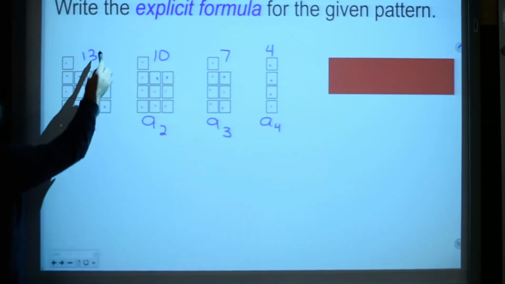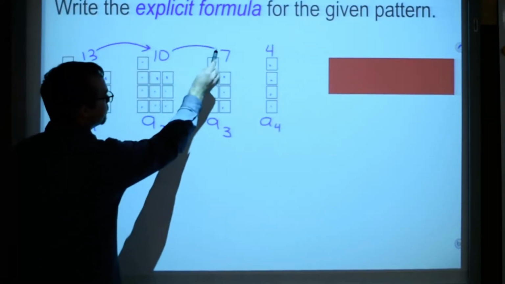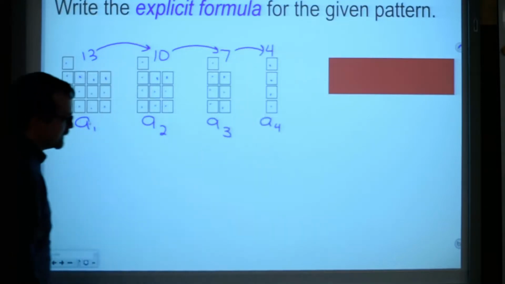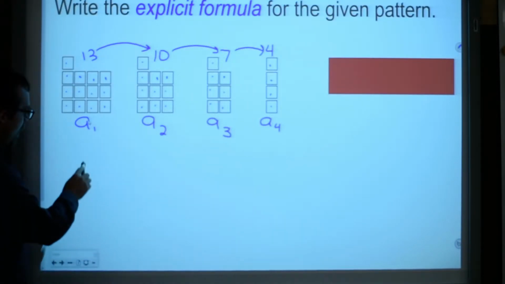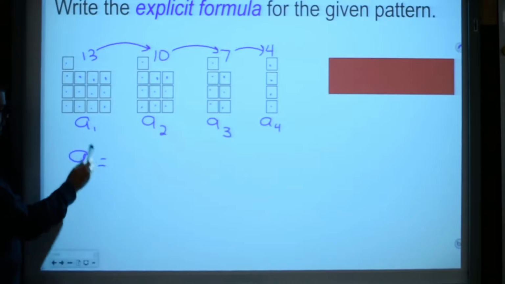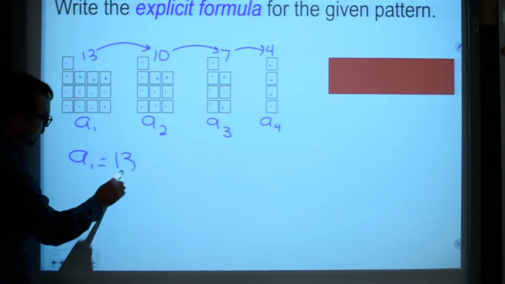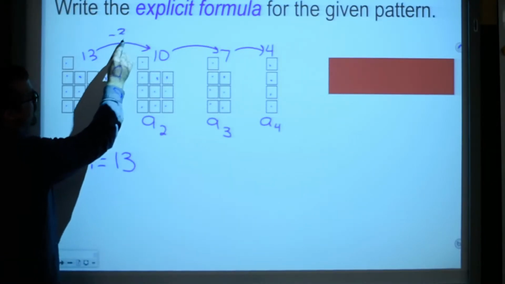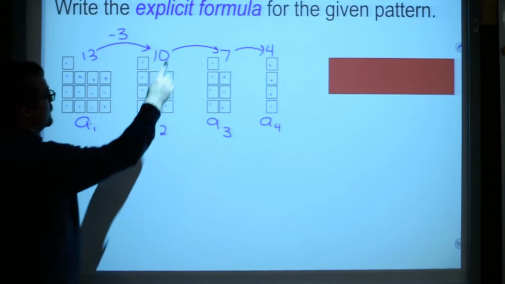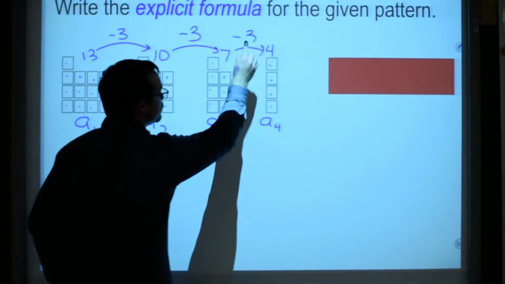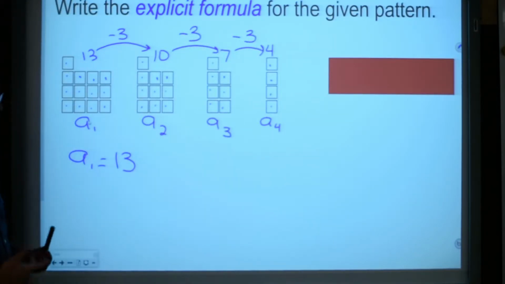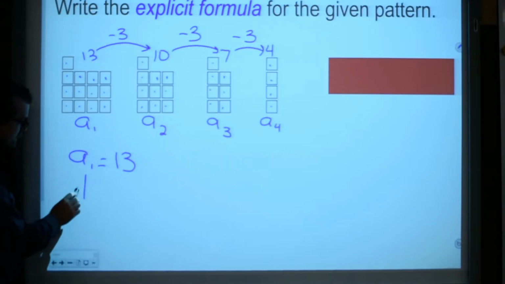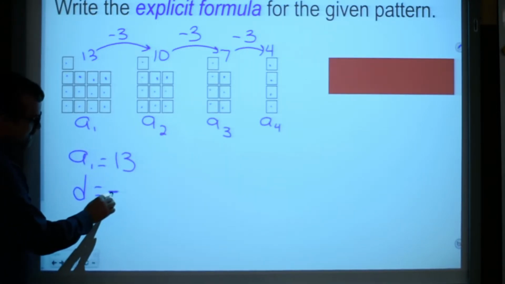So what's happening each time? It's getting smaller. So let's see. We need 2 things here. We always need the first term, and the first term is 13. And then we either need a common difference or a common ratio for the explicit formula. And we are subtracting each time, and we are subtracting 3. So our common difference, because we're subtracting, remember a common ratio is always what you multiply by, and a common difference is always what you add or subtract by. So we have a common difference here, and that common difference is negative 3.